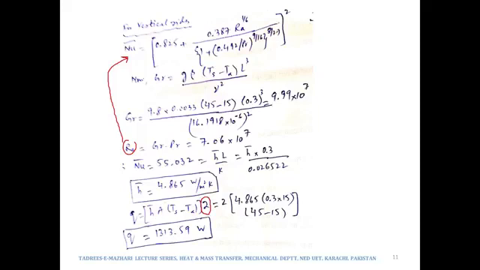So we get Q as 13.59 watts. So the heat transfer taking place from the two vertical sides is 13.59 watts.